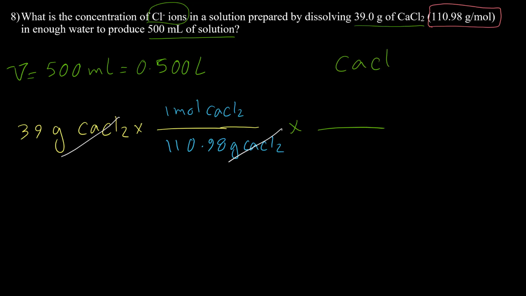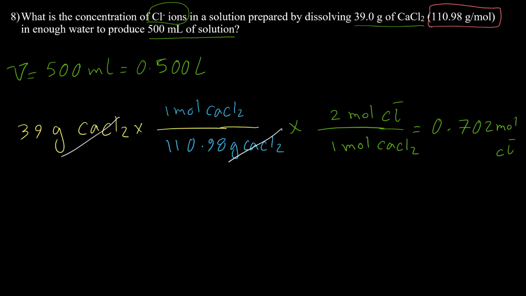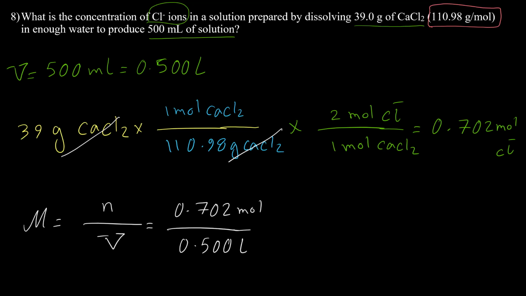Based on this formula, one calcium chloride unit has 2 mole of chloride when it dissolves in water. So we can write that 1 mole calcium chloride is equal to 2 mole of Cl negative. So the answer is 0.702 mole of chloride. Then molarity for chloride is equal to mole of chloride over volume. Mole is 0.702 over 0.500 liter. The answer is 1.40 mole per liter for chloride.